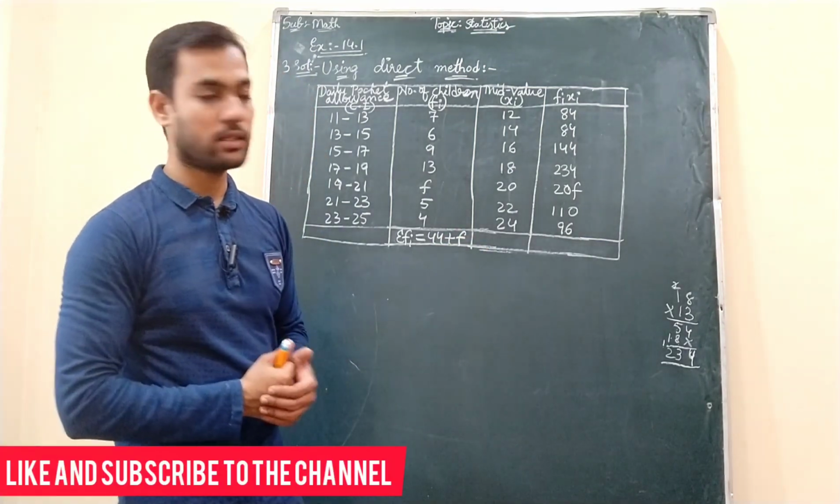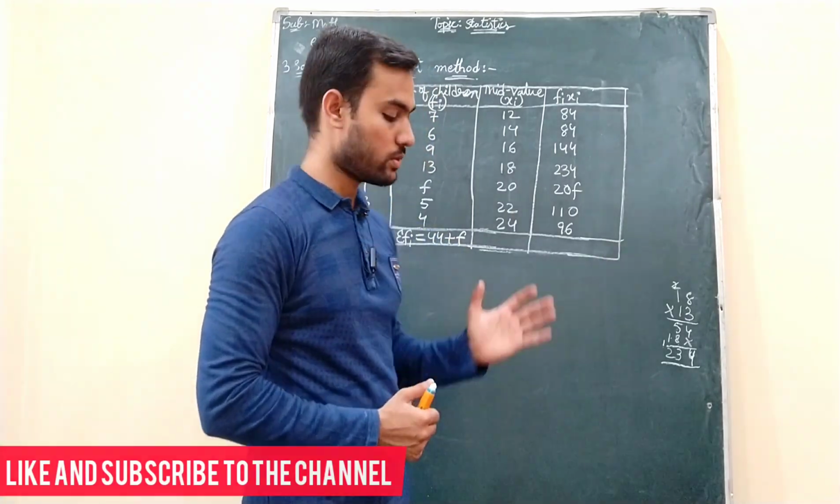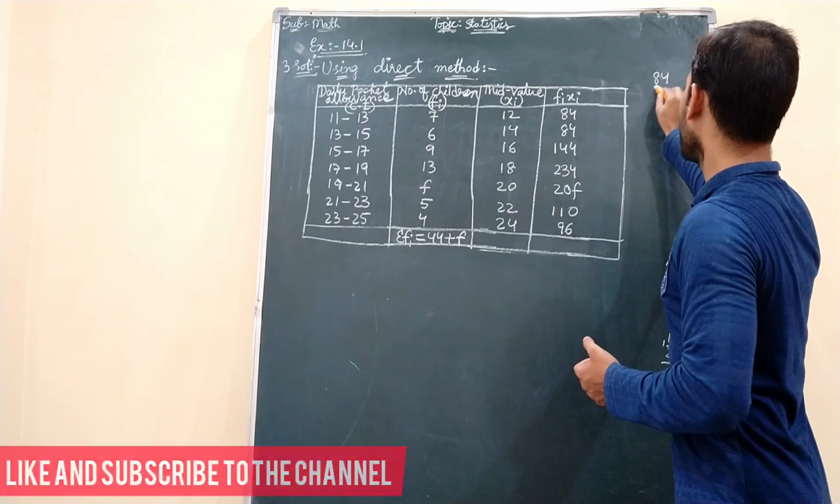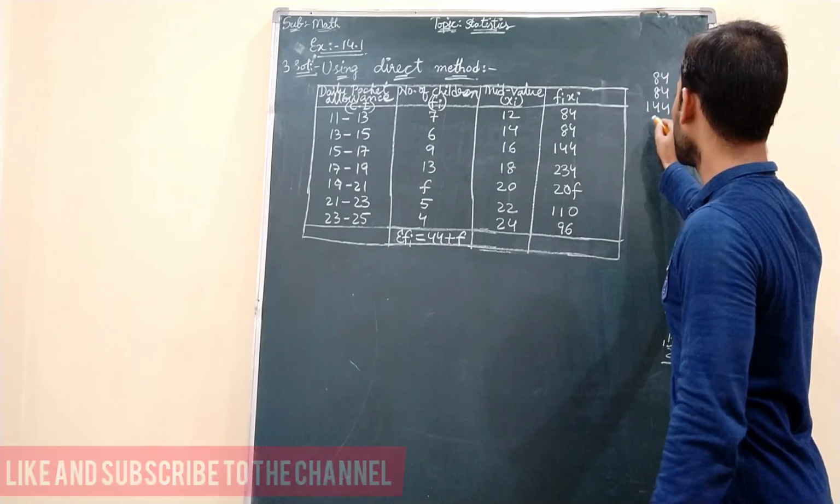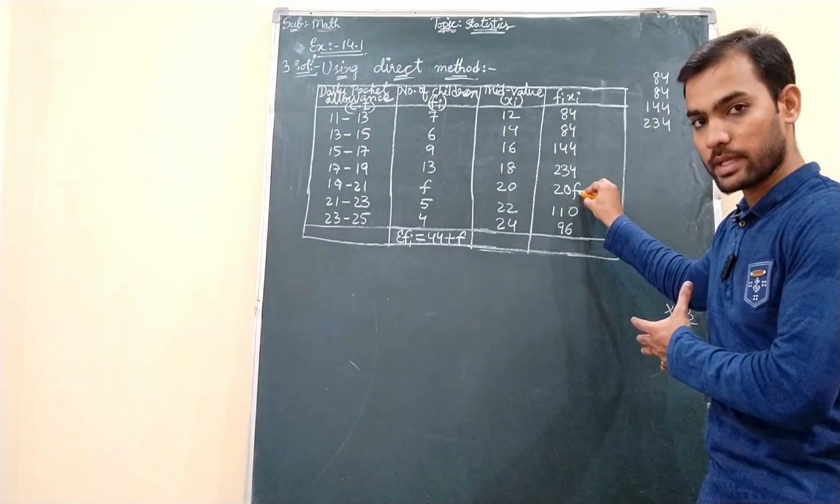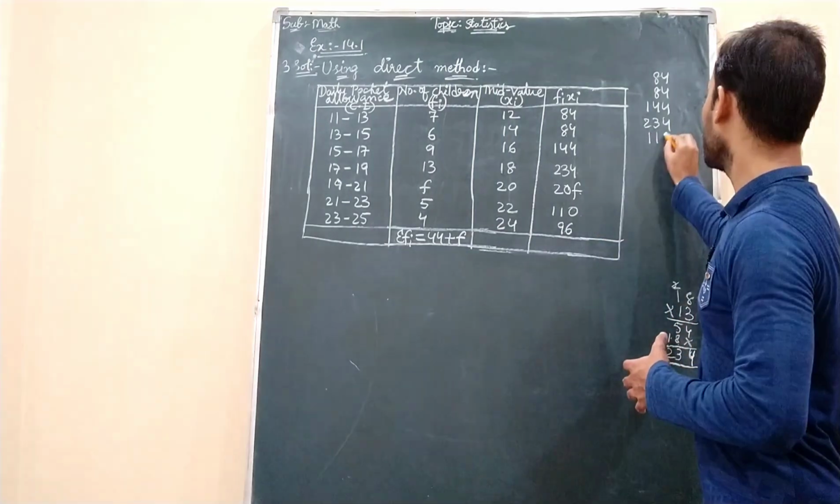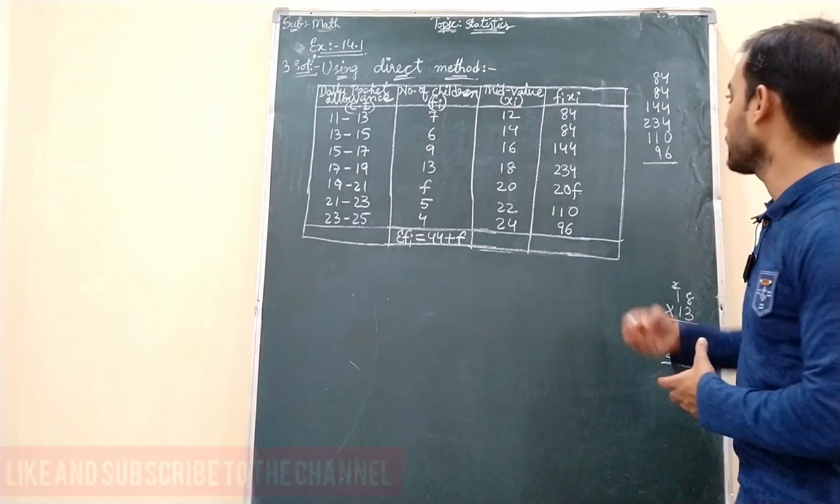In the same manner, this 20f needs to be written separately. So we will take all these numbers first: 84, 84, 144, then 234. As we need to write this algebraic term separately, we will take another number, 110 and 96. Let us add all these values.